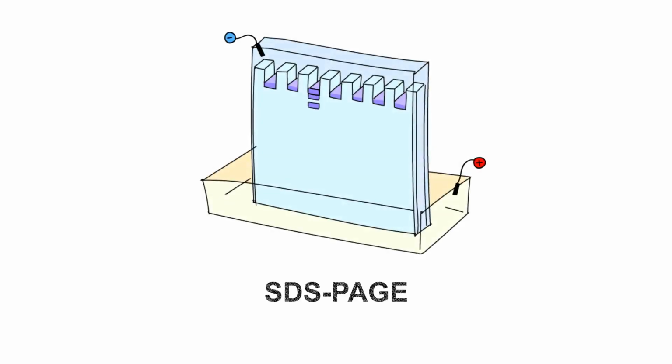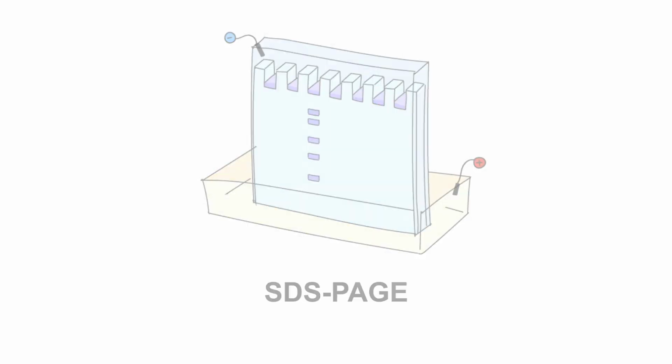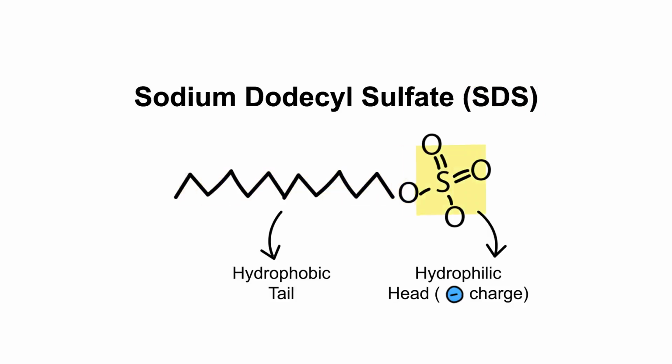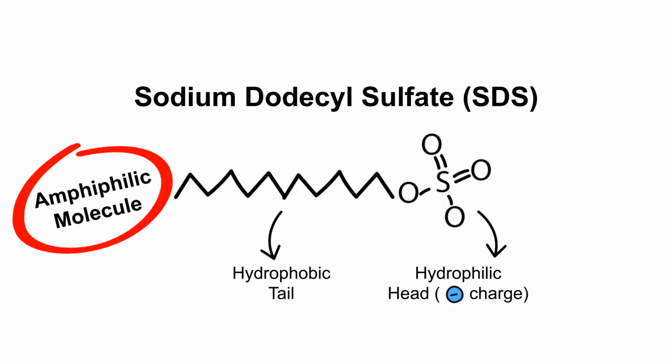Today, we're excited to teach you a little bit about how SDS is used to run protein gels. Sodium dodecyl sulfate, or simply SDS, is a strong detergent that has a long hydrophobic tail and a polar head that carries a negative charge. SDS is an amphiphilic molecule that has both hydrophilic and hydrophobic properties.